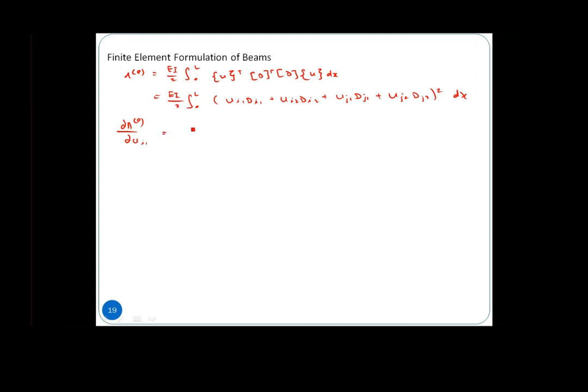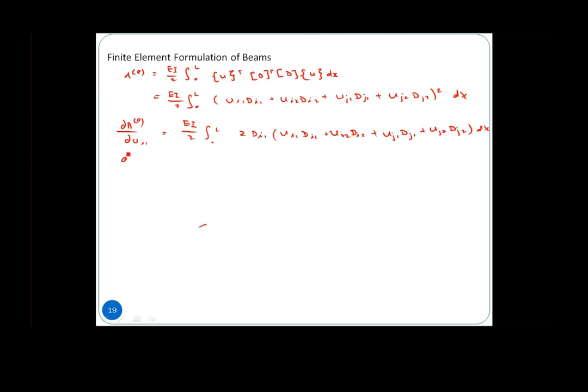Then I have EI over 2, integral from 0 to L. Then we have 2 UI, right? So we have 2 DI1. Then the remaining is UI1 DI1 plus UI2 DI2 plus UJ1 DJ1 plus UJ2 DJ2. Right, so that is what we call the derivative of this with respect to UI1.